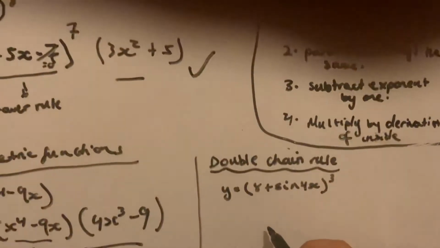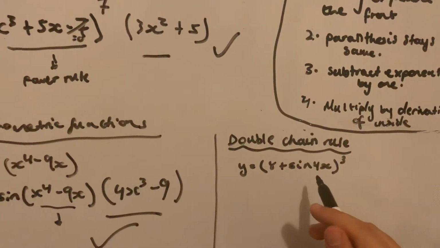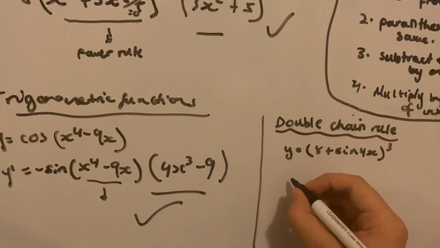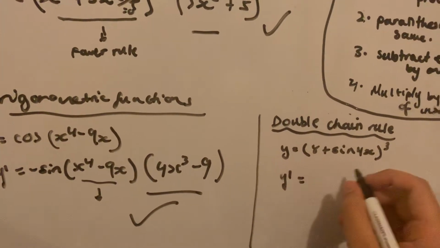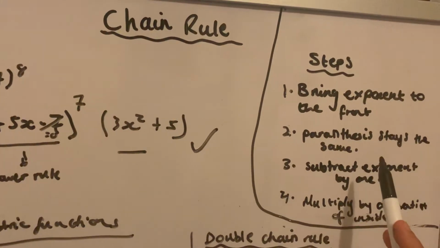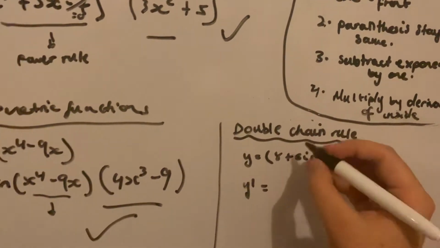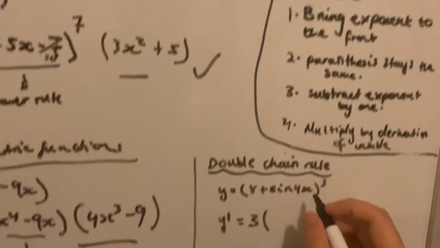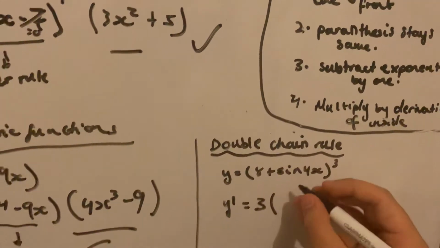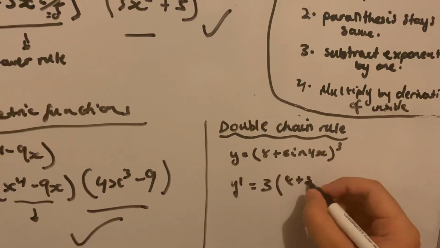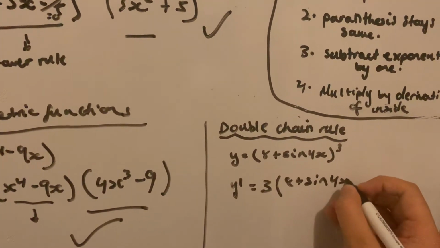Now, let's look at the double chain rule. This is a much harder question. So let's find the derivative of this. The first step tells us to bring the exponent to the front. Bring 3 to the front. The parenthesis stays the same, so it'll be 8 plus sine 4x.